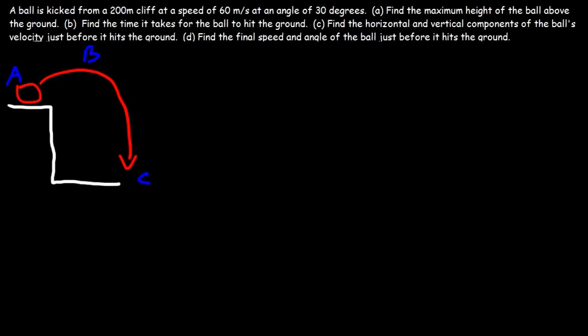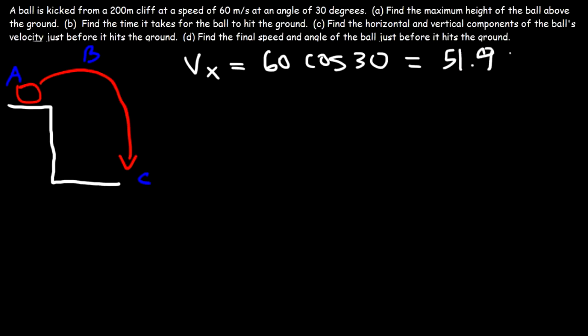Find the horizontal and vertical components of the ball's velocity just before it hits the ground. Now keep in mind Vx is constant. So Vx is going to be the same at position A and position C. To find Vx, it's simply V cosine theta. V is 60 and theta is 30. So it's 60 cosine 30. And this is going to be 30 root 3, which is 51.96 meters per second.